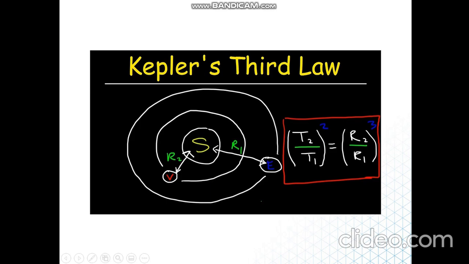Here is a sketch in order to understand it better. Let us say this is Venus and this is Earth. R2 is the separation between Venus and the Sun, and R1 is the separation between the Earth and the Sun. Kepler's third law formula states that (T2 divided by T1) squared equals (R2 divided by R1) cubed. Be careful with the exponents here. And you can write it the other way around also, it will be correct. (T1 divided by T2) squared equals (R1 divided by R2) cubed.